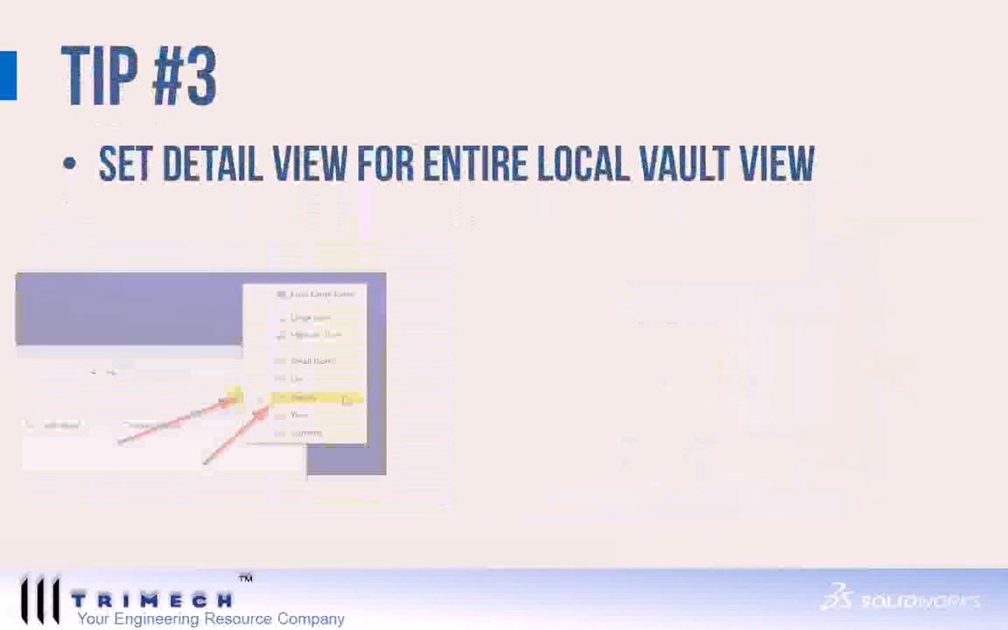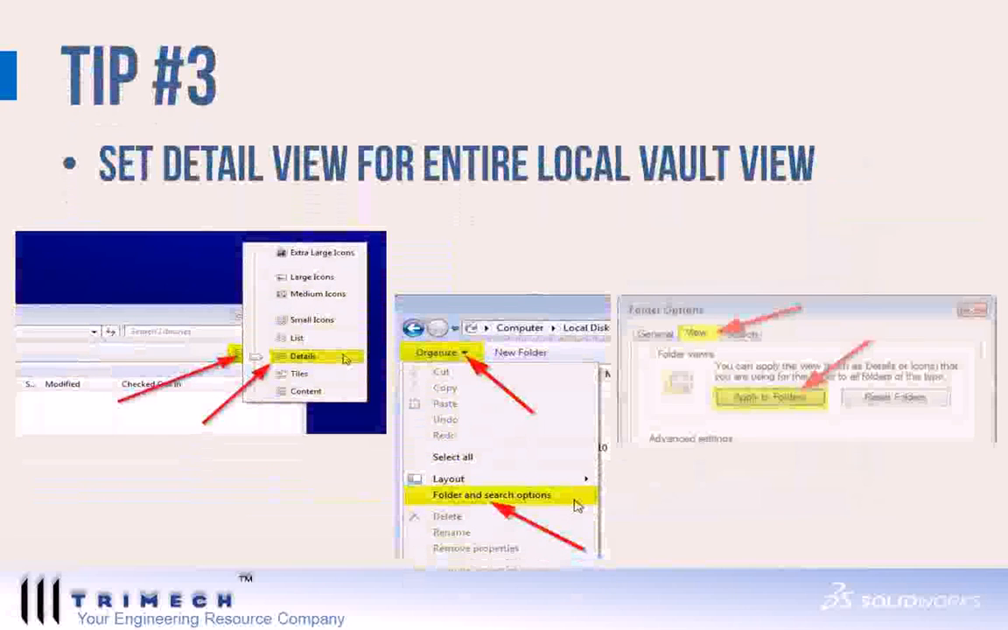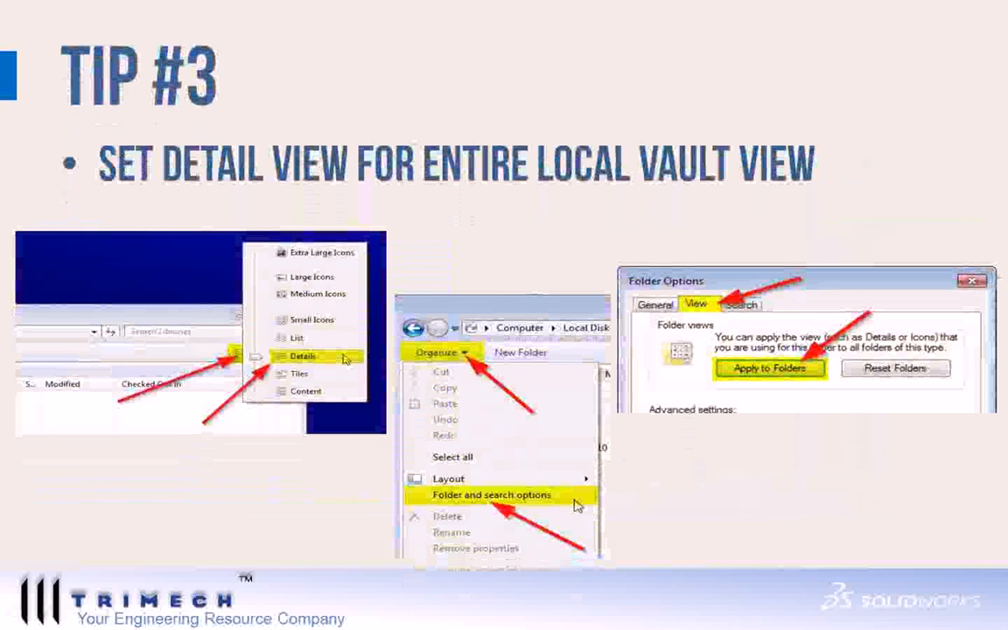Tip number three, setting the detail view for the entire local vault view. When you access Enterprise PDM through the local vault view, you might see large icons, medium icons, you might see the folders using icons, you might have a list, but more often than not you're going to want to utilize the details view so that you can see the different columns that are set up to give you additional information about the files in the vault, who has it checked out, where it's checked out, etc.